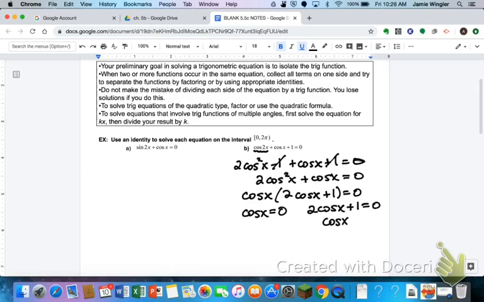If I solve for cosine here, I subtract 1 and divide by 2. I know that cosine, or the x value on the unit circle, is equal to 0 at pi over 2 and at 3/2 pi. And the x value is equal to negative 1/2 on the unit circle at 2/3 pi and 4/3 pi.